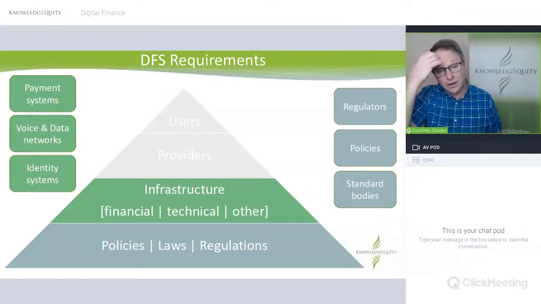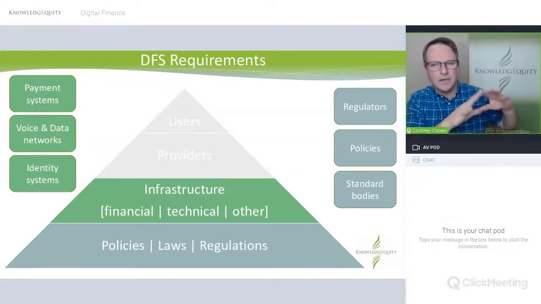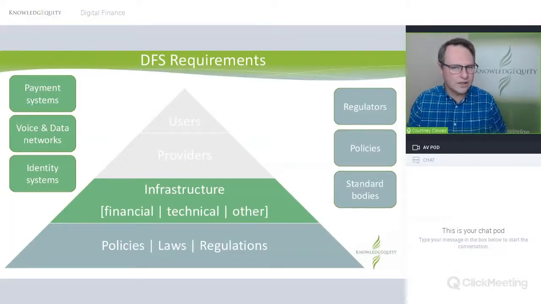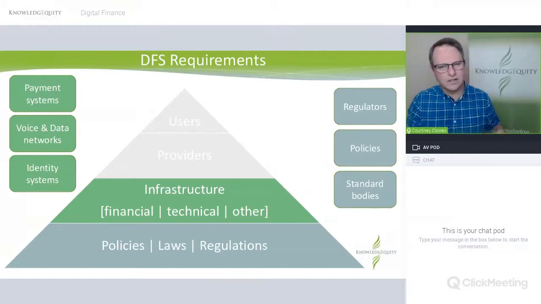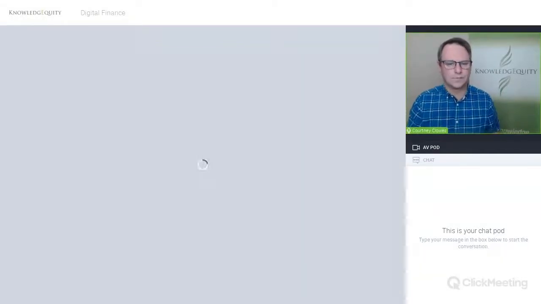And we need the internet working. We need voice and data networks. So we need a lot of infrastructure if we're going to build this digital financial services ecosystem. And we also need our regulators, our governments, our policies, and even standard bodies to decide how the data will move, how it interacts, how will it cross borders, where will it be hosted, items like that.